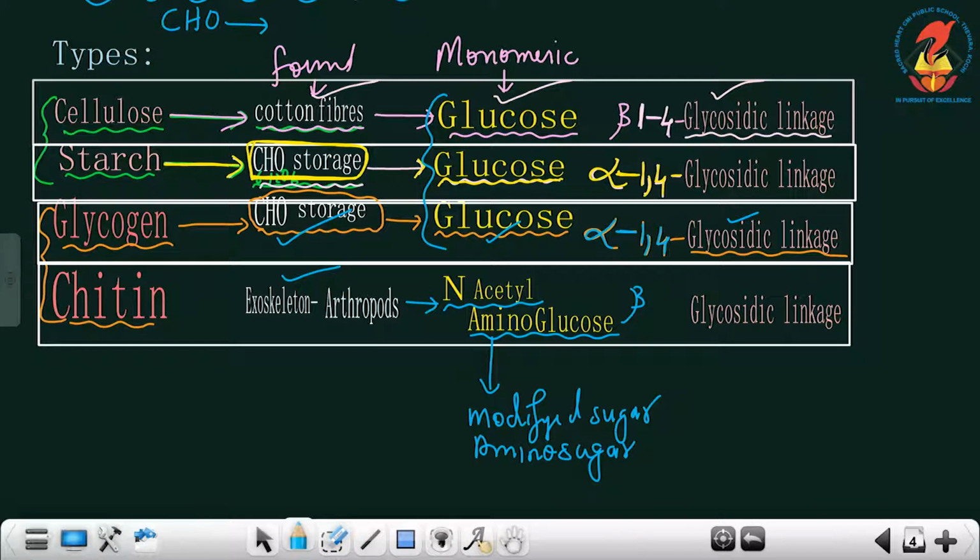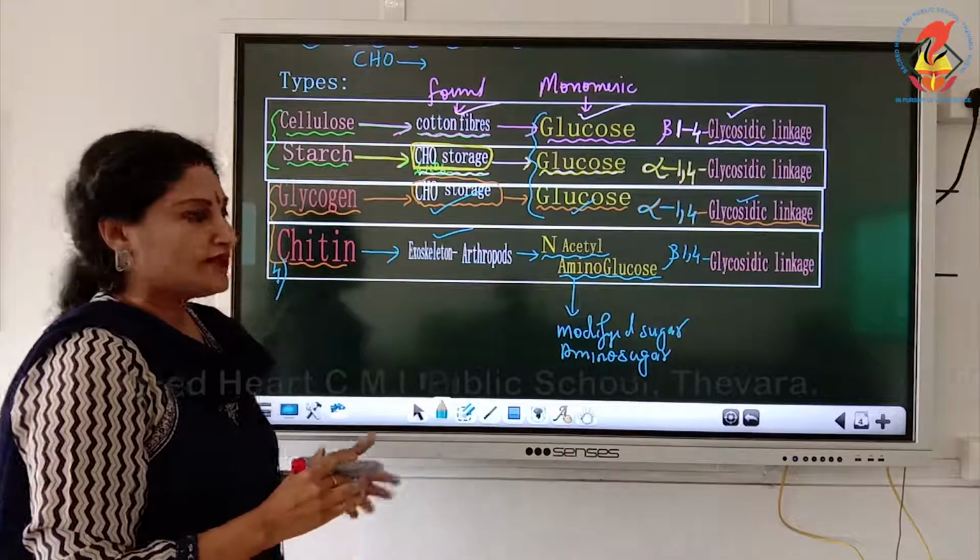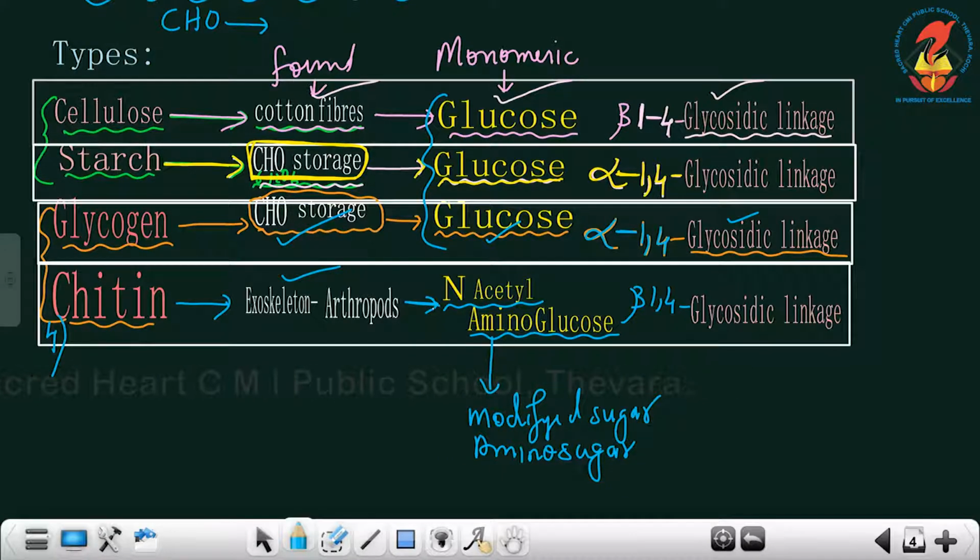These glucose molecules, aminoglucose molecules, are linked by beta-1,4 glycosidic linkage. So, once again, the fourth polysaccharide, which is found in the exoskeleton of arthropods, we know prawn, crab, lobsters have an exoskeleton made up of chitin, and this contains a special type of glucose monomers, which is a modified sugar. It's an amino sugar called N-acetyl aminoglucose. These glucose molecules are connected by beta-1,4 glycosidic linkages.